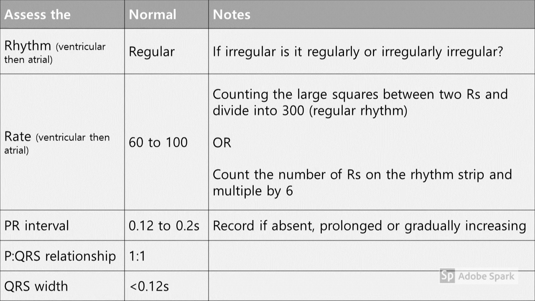The P to QRS complex relationship is important as well. That's making sure that the atria are marrying up with what the ventricles are doing. So the relationship there, or the ratio there, should be 1:1. And finally, the QRS width itself is important. So it should be less than 3 small squares.